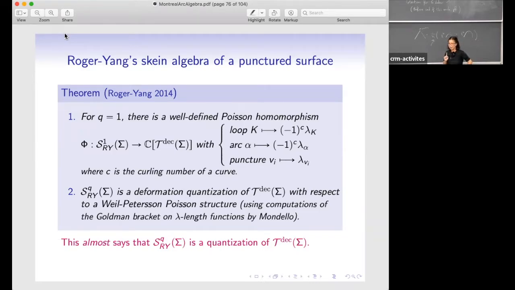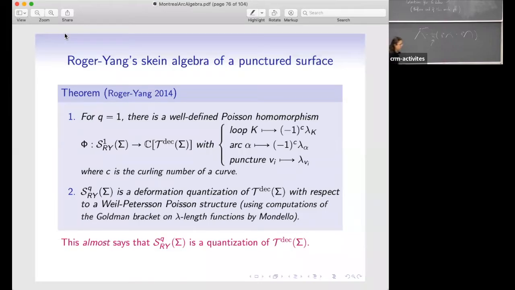Do you see what the problem is? There's one thing missing. There's a map from here to here, but they don't show that it's injective, right? This is what I said, where they said that these relations that they got, they think it was all of them, but they didn't know that it was all of them. If they knew that those relations were all of them, then it would be exactly the quantization, right?